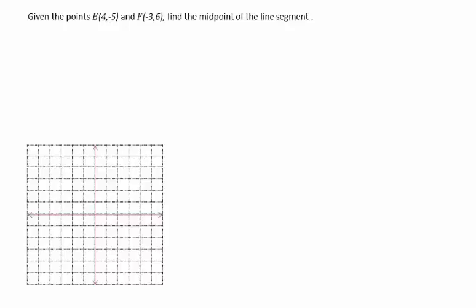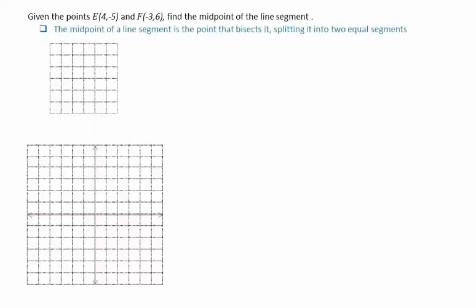Given points E, (4, -5), and F, (-3, 6), find the midpoint of the line segment. The midpoint of a line segment is simply the point that bisects it, splitting it into two equal, smaller segments. Consider the points A at (x1, y1) and B at (x2, y2).